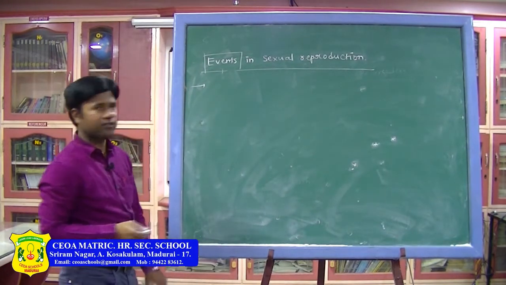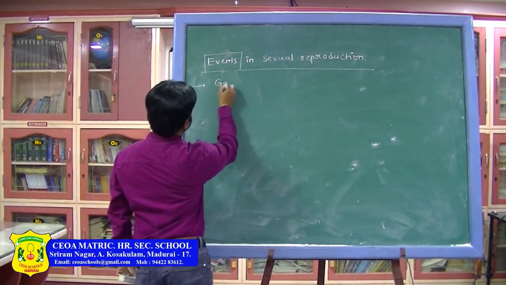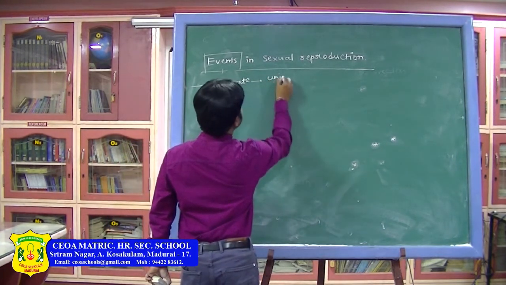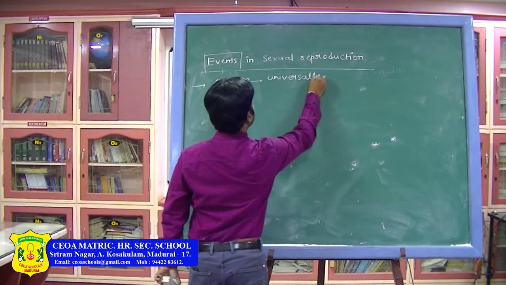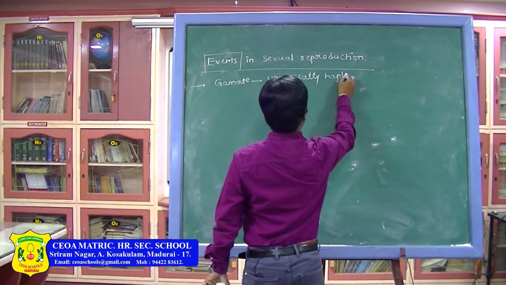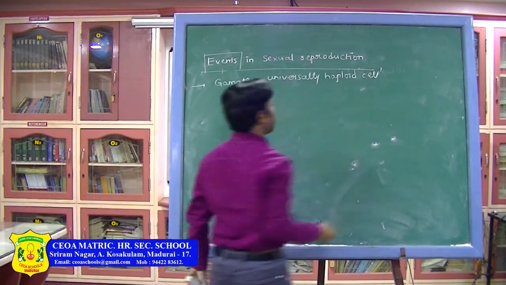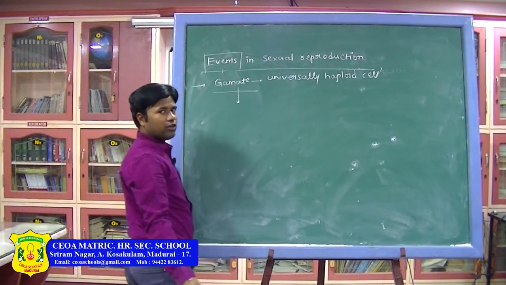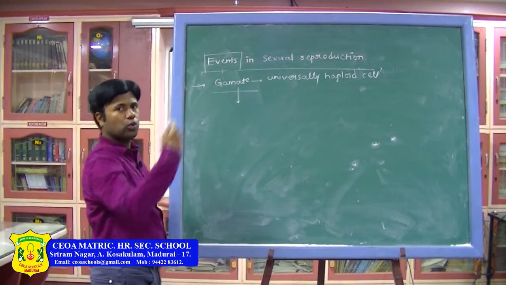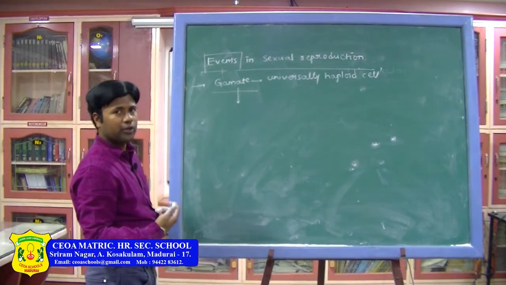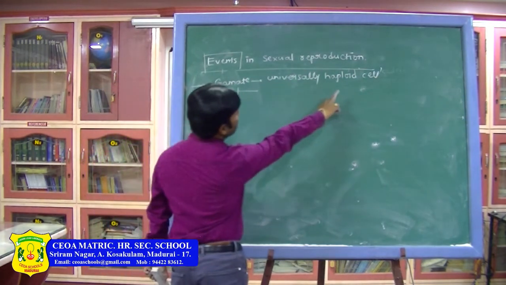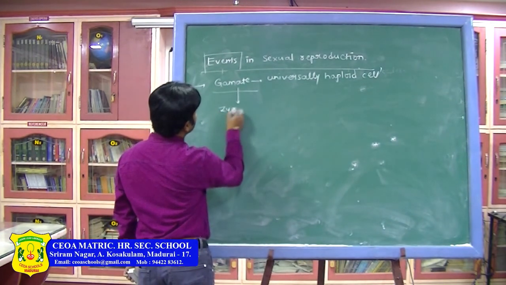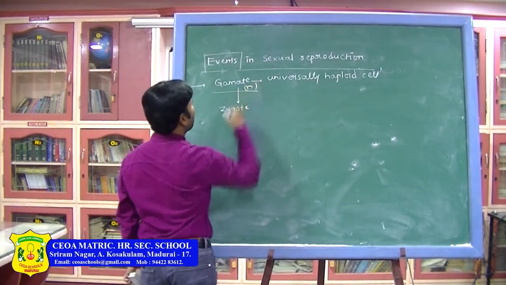Like that, if you see gamete, a gamete is a universally haploid cell. It is a universally haploid cell. Okay. Due to the fusion of the gametes, what happens? Zygote will be formed. Zygote is a link between the two generations. What is a gamete? It is a universally haploid cell. Then due to the fusion of the gametes, what will be formed? Zygote will be formed.